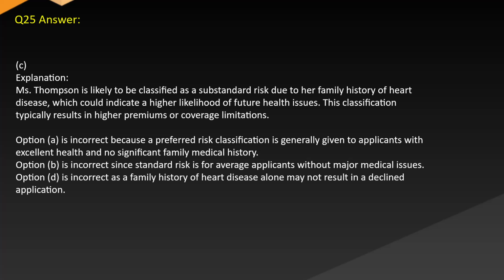Option A is incorrect because a preferred risk classification is generally given to applicants with excellent health and no significant family medical history. Option B is incorrect since standard risk is for average applicants without major medical issues. Option D is incorrect as the family history of heart disease alone may not result in a declined application.